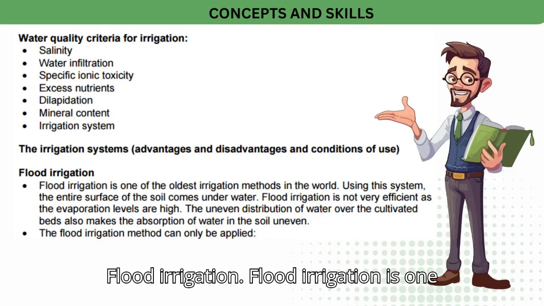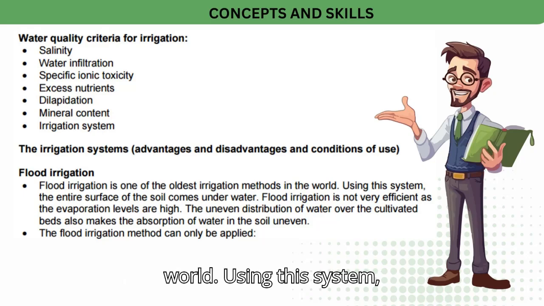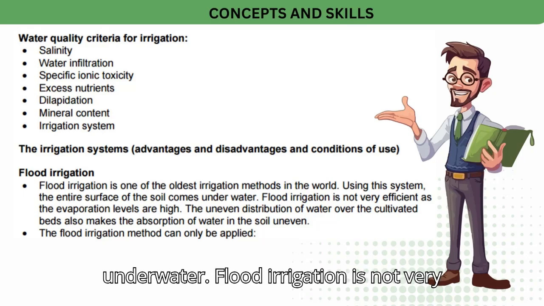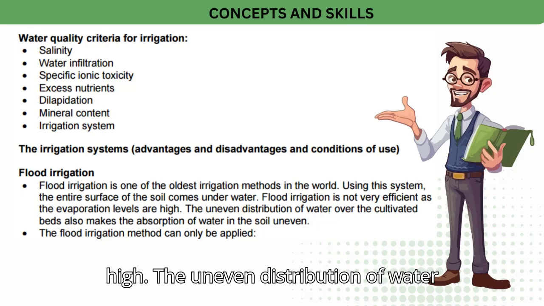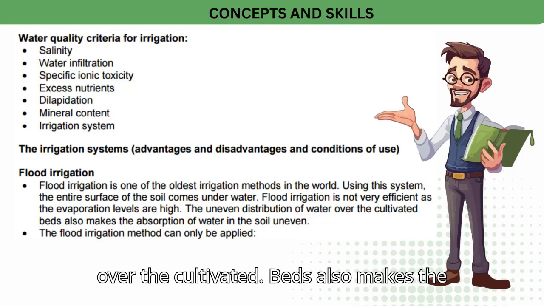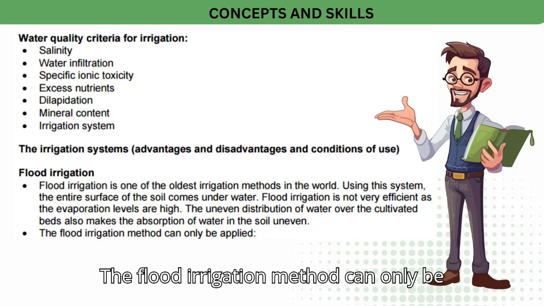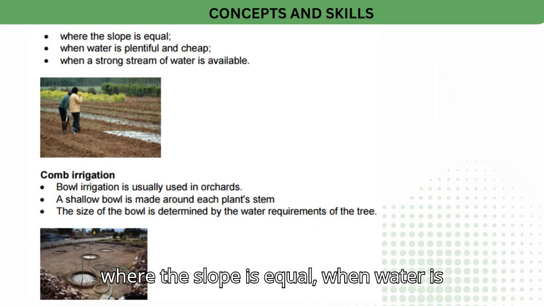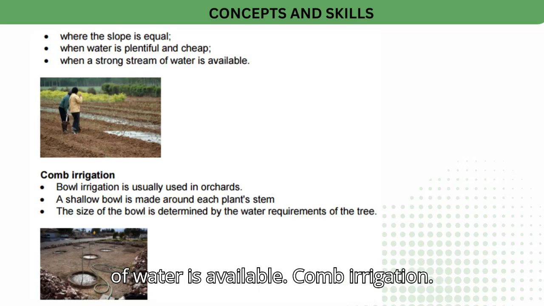Flood irrigation. Flood irrigation is one of the oldest irrigation methods in the world. Using this system, the entire surface of the soil comes under water. Flood irrigation is not very efficient as the evaporation levels are high. The uneven distribution of water over the cultivated beds also makes the absorption of water in the soil uneven. The flood irrigation method can only be applied where the slope is equal, when water is plentiful and cheap, when a strong stream of water is available.